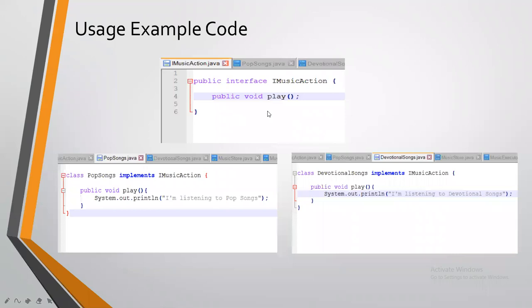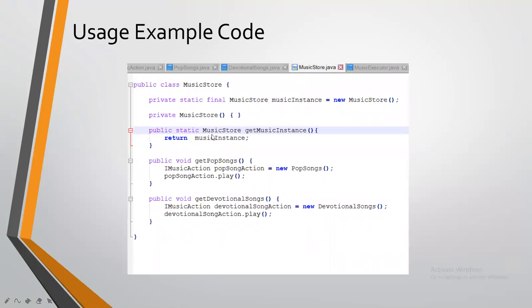As I told you earlier, this is the interface IMusicAction, which has a method called play. These are the classes PopSongs and DevotionalSongs, which are going to implement the above interface IMusicAction. And this is the MusicStore class.